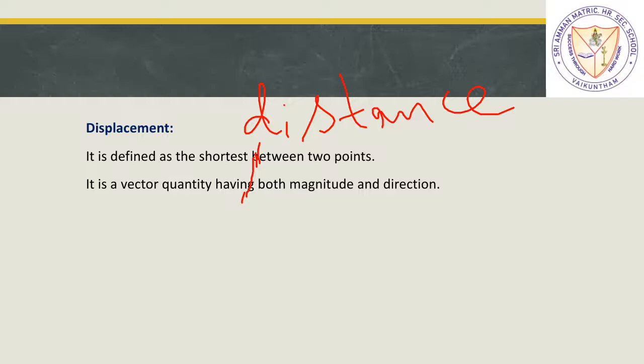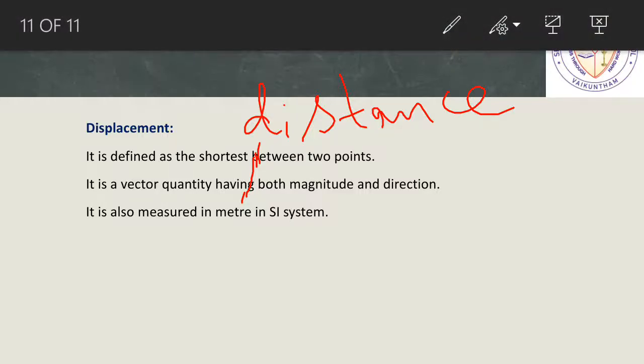Why is it a vector quantity? What about the direction of it? We will study in our next class. Okay, for now you should know that it's a vector quantity because it has both magnitude and direction. Because it is a length, obviously its SI unit will be meter. Okay, so this was about the two different things related to length, that is distance and displacement.